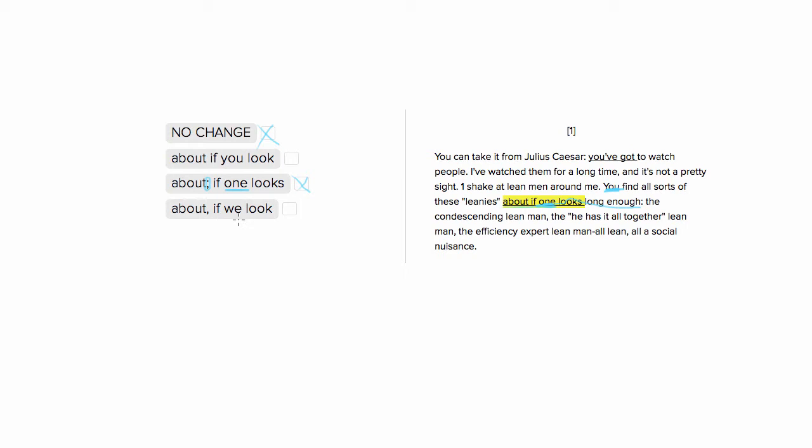Choice number four is wrong because it uses "we" and not "you," so it's introducing a different pronoun. It's also introducing an unnecessary comma, because if we put a comma here, we'll have this weird pause. "You find all sorts of these leanies about, if one looks long enough." Doesn't really make sense, so let's get rid of this. Choice two is great because it uses "you," which is the same pronoun we've been using, so it makes the sentence parallel, and it makes a lot of sense. Choice two is our right answer.